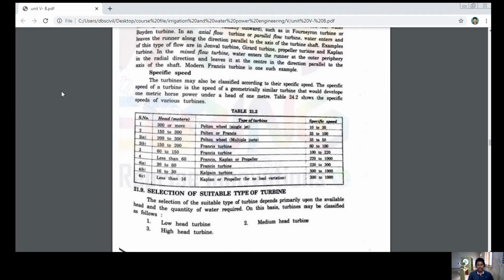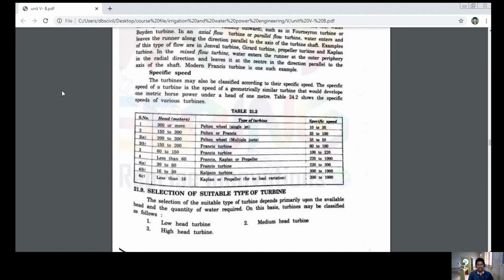Pelton turbine, head of 300 meters or more: the specific speed is 10 to 35. Pelton or Francis, head of 150 to 300: its specific speed is 35 to 100. Head of 200 to 300 for the Pelton wheel: 35 to 55. Head of 150 to 200 meters, Francis turbine: 60 to 100 specific speed.